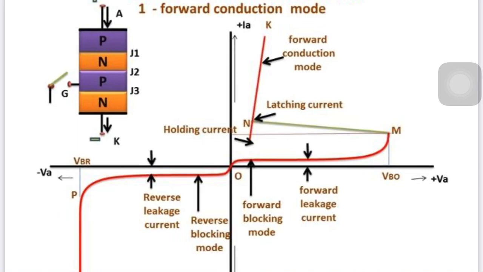So after the M point, current tries to flow from anode to cathode. The point at which current tries to flow is called the latching current, and beyond the latching current, at some point it will be held. SCR is proceeding to turn on, but there is no current flowing. The current that tries to flow from that point is called the holding current.